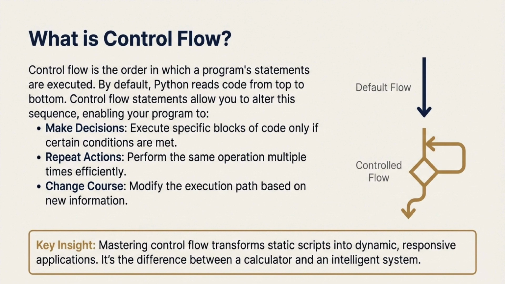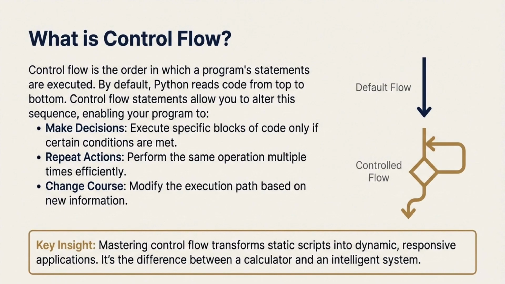Control flow also helps us repeat actions efficiently. Instead of writing the same code again and again, we use loops to perform repetitive tasks. This is useful when processing lists, working with datasets, or performing calculations multiple times. Python provides for loops and while loops for this purpose.